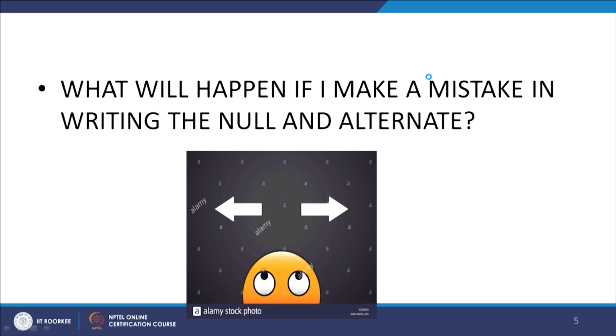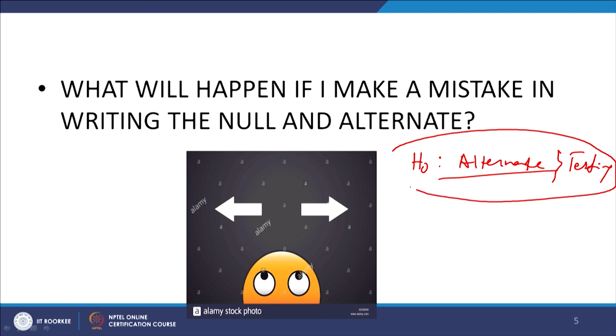So, if you make a mistake, that means suppose you write the H0 as the one which you were writing for the alternate, right. Suppose you make this mistake, then what is happening is you are actually testing this hypothesis. So ultimately the inference that you will draw will be according to this one. That means you have already made a big mistake. What you should have been rejecting, maybe you have accepted, or vice versa. So you need to be very careful.